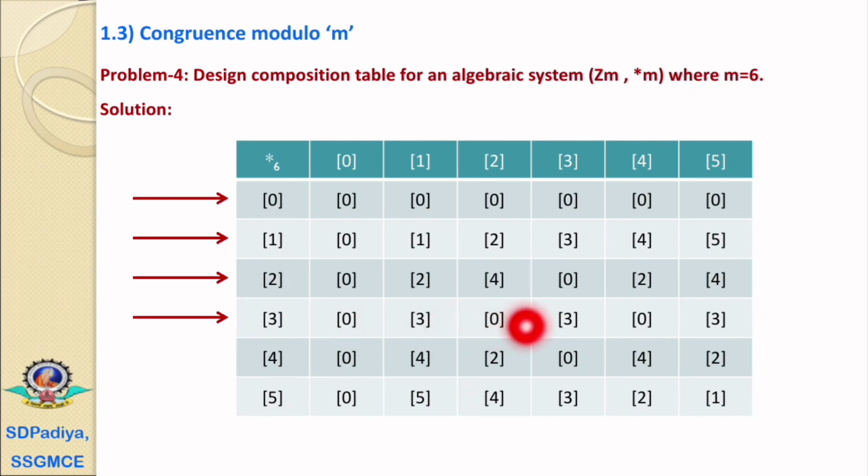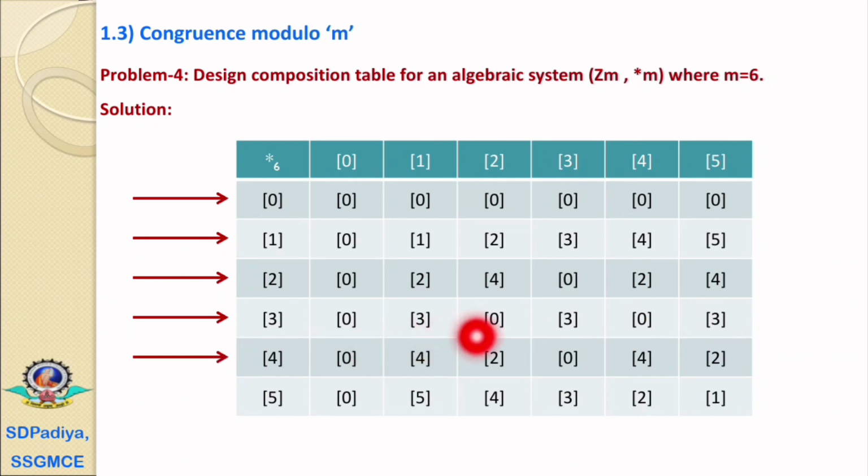For the next, 3 into 0 is equal to 0, 3 into 1 is equal to 3, 3 into 2 is equal to 6 and 6 mod 6 is equal to 0, 3 into 3 is equal to 9 and 9 mod 6 is equal to 3, 3 into 4 equals 12 and 12 mod 6 is equal to 0, 3 into 5 is equal to 15 and 15 mod 6 is equal to 3.